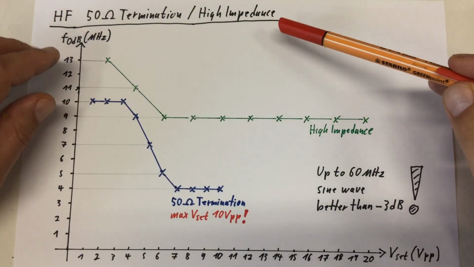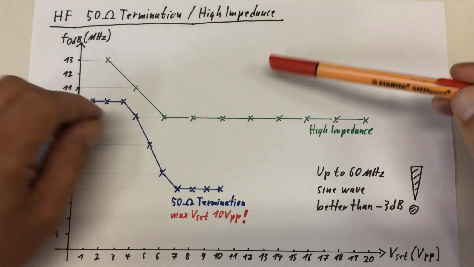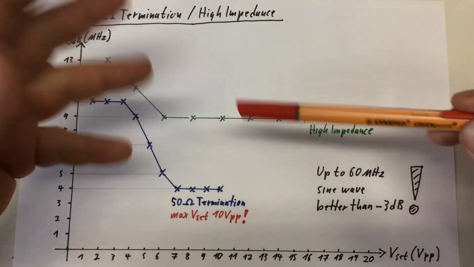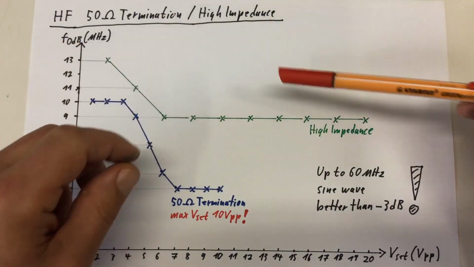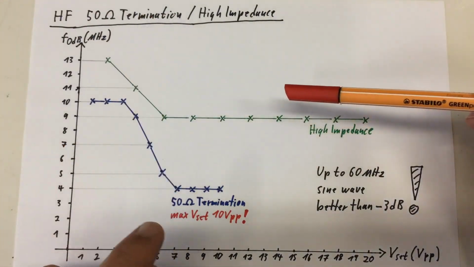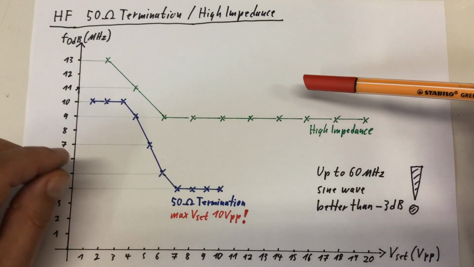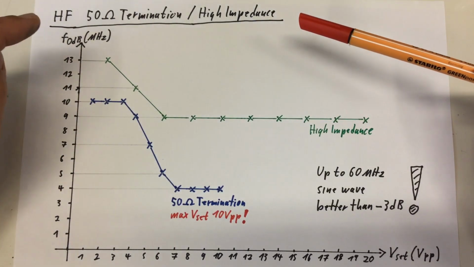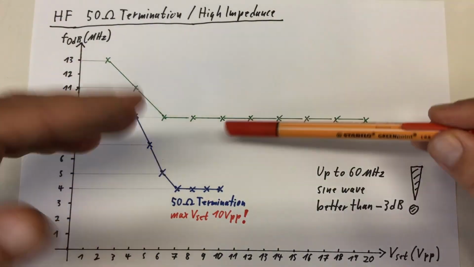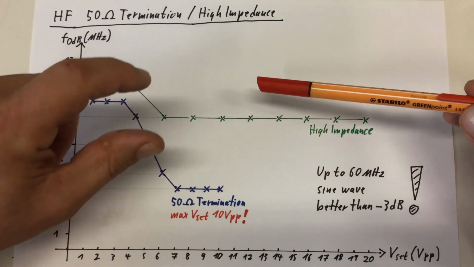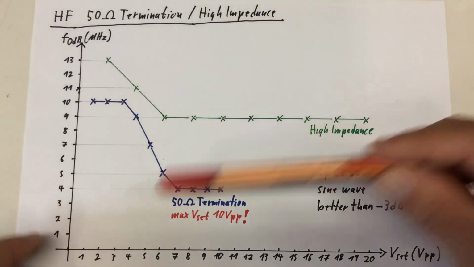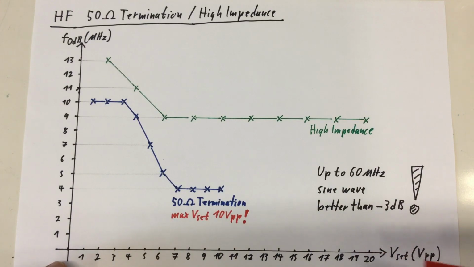For high frequency, either with a 50 ohm termination, that is connecting the unit via BNC cable with a 50 ohm terminator to something, or high impedance, for example, directly connecting oscilloscope probes to the unit, I measured the frequency at which we have zero attenuation inside the unit. So yeah, frequency for 0 dB attenuation versus the set voltage on the unit.